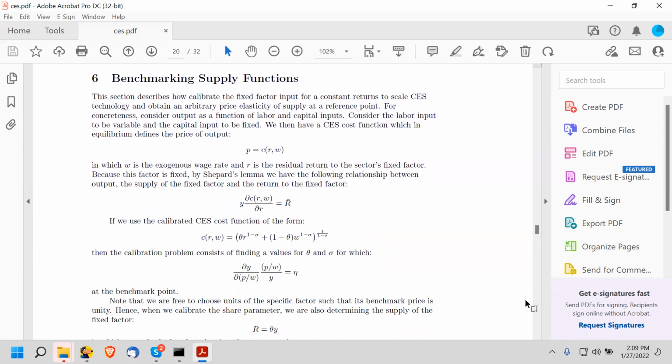So if you have a benchmarking supply function, a function which has one factor which is specific and the other factor which is variable, then the elasticity of substitution is going to be related to the elasticity of supply. So this means that in most energy economy models, you want to make an assumption about what is the price of coal and how responsive coal is to the carbon price. You need to think about how to calibrate that.